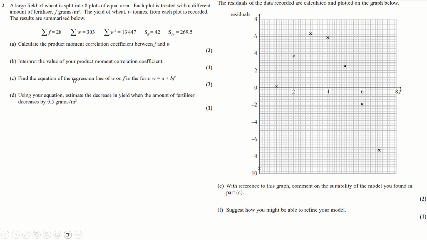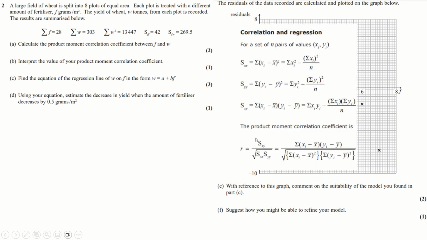Good. The next one is about a field split into 8 plots of area, and you're thinking about the fertilizer and the wheat yields you get out of it. Some statistics are given here. PMCC is just given in the formula book. It's this one here. I've got the cross term SFW. I've got one of the other ones, but I don't have the other. So let's work out SWW, I guess.